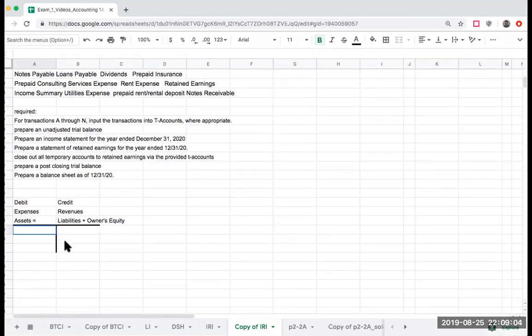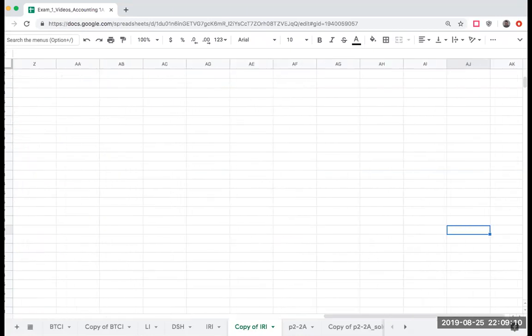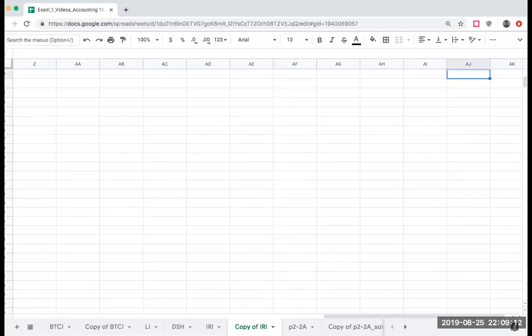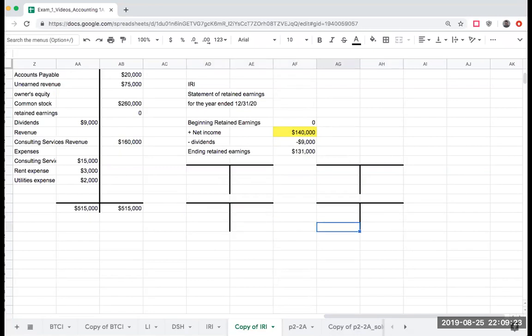So right over here, once we've computed retained earnings, what we need to then go through and do is close out all of our temporary accounts, meaning any income, expense, revenue, or dividend account.